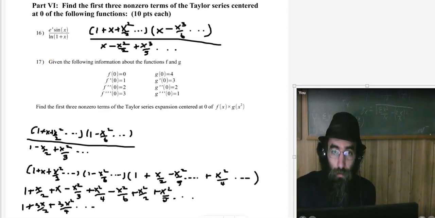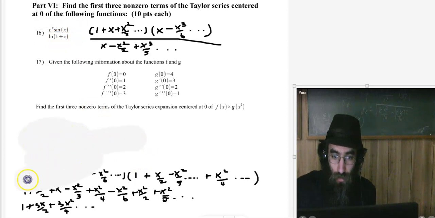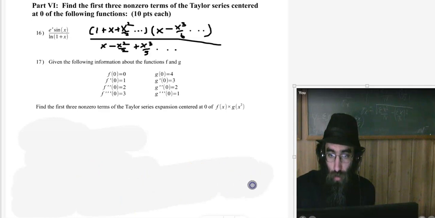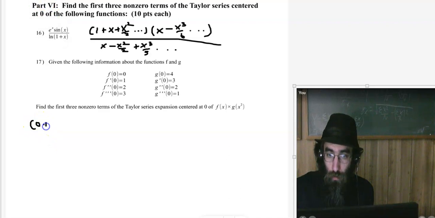And finally, for number 17, if I want the first 3 non-zero terms of the Taylor series expansion centered at 0 of f of x times g of x squared, f of x is going to be 0. Since the derivative is 1, we'll get plus 1x.